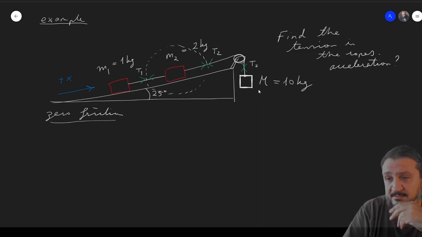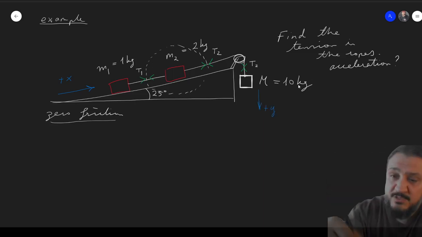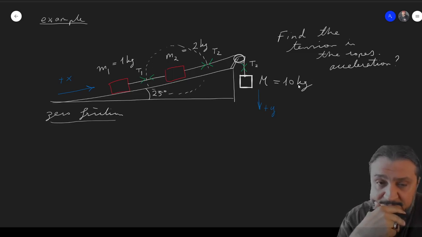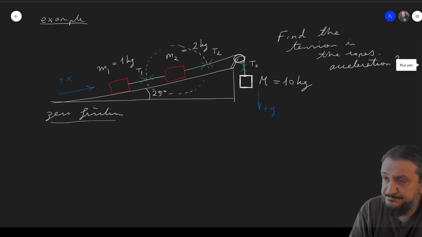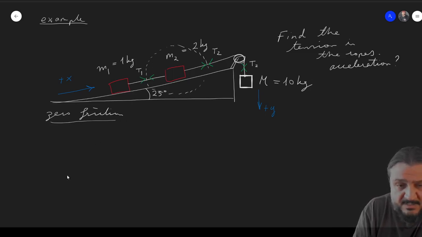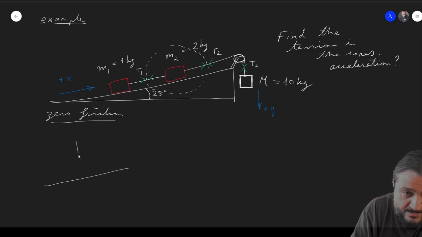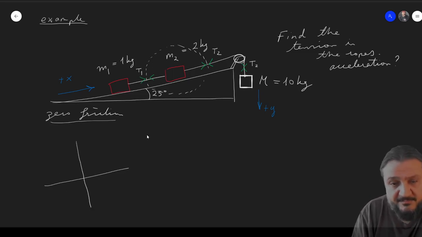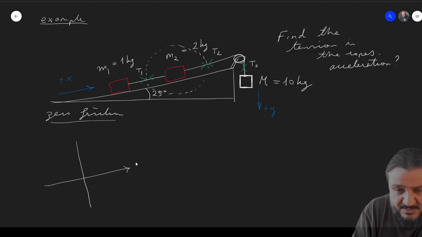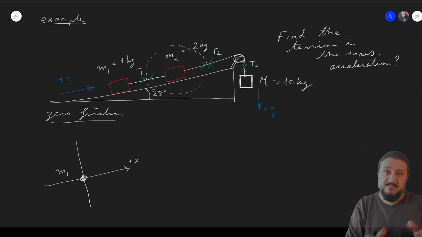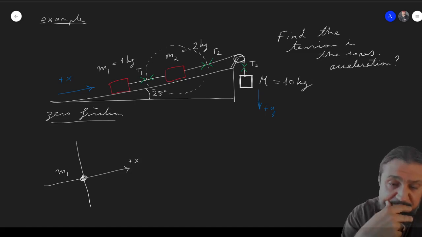And why don't we make a change and call this y? For a change, okay? So downward is my positive y. All right? So, let me draw the free body diagrams because it's already cluttered here. I'm just going to do it separately here. For M1, let's start with M1. These will be my regular frames. I'm not worrying about y. I'm just going to put the positive x here. I'm going to represent M1 over here. Okay, I placed M1 at the center of my frame.